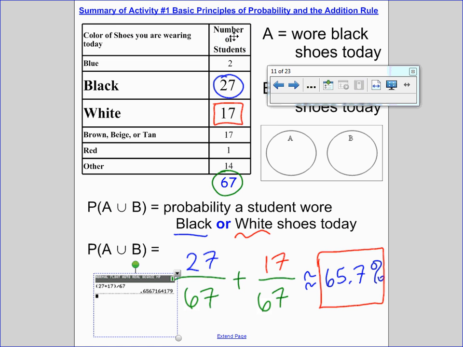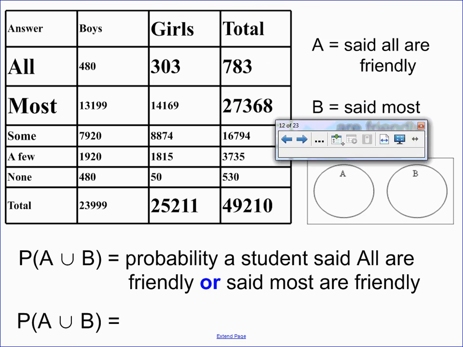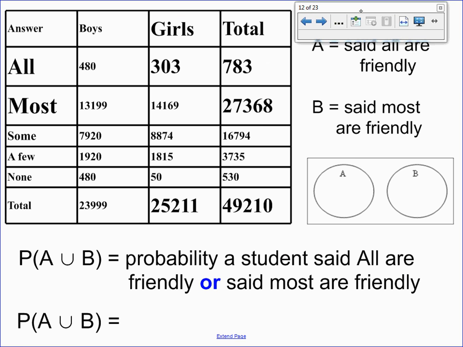So that's pretty sweet. What's different if our event A from our survey was said all are friendly versus said most are friendly? Well, this is exactly the same situation. You have to pick a response. You have to pick whether you think all are friendly, most are friendly, some are friendly, a few are friendly, none are friendly. So these events are what we call mutually exclusive again, right?